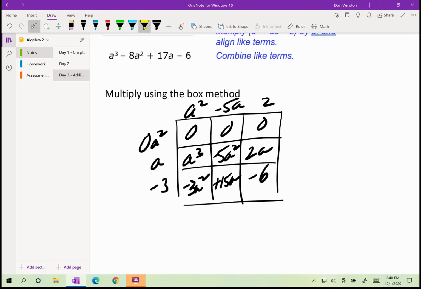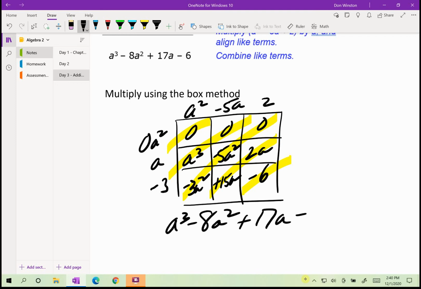So we add on the diagonals here. And what do we get? We get a cubed minus 8a squared plus 17a minus 6, which is the same thing you got there. So the box method versus the vertical method. Do whichever one you feel more comfortable with, whatever floats your boat, rocks your world. So whatever works for you.